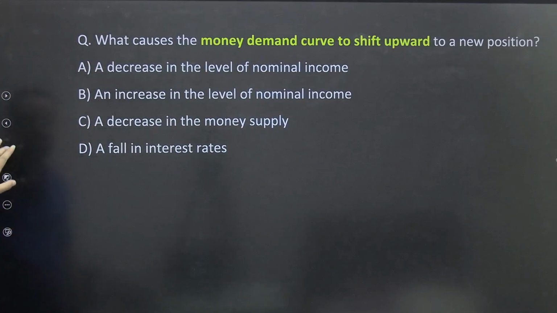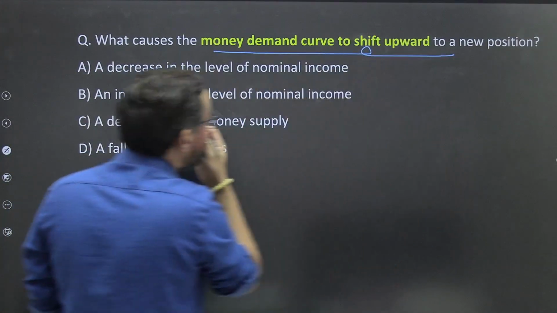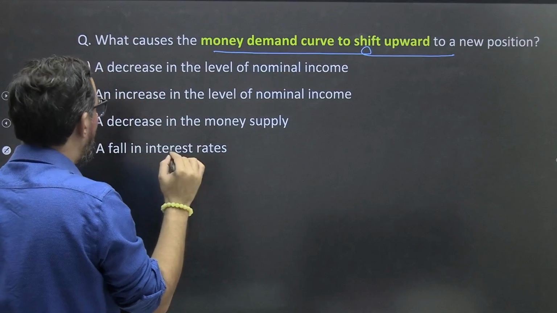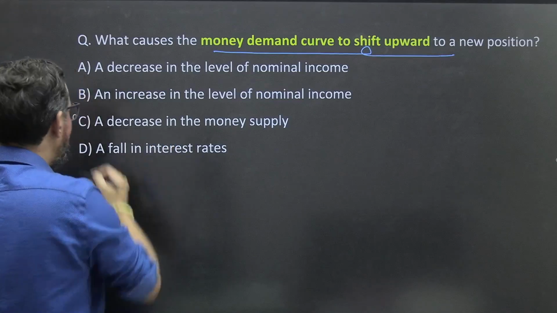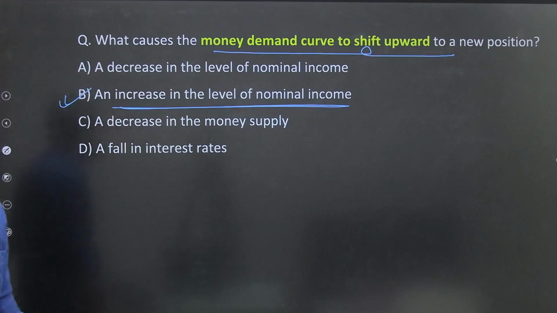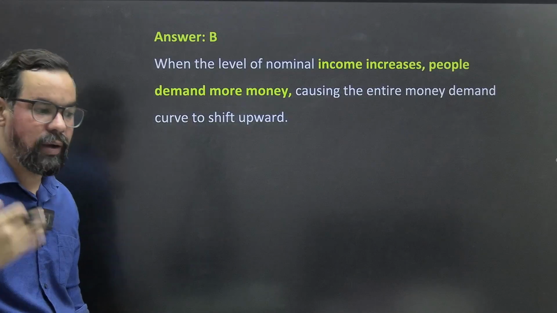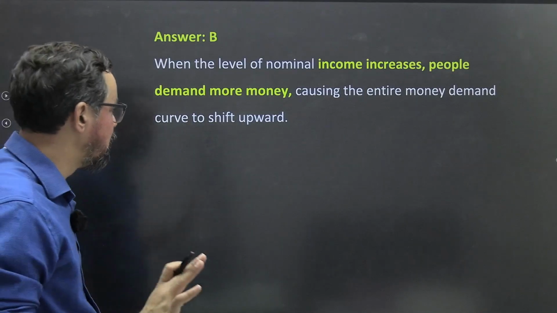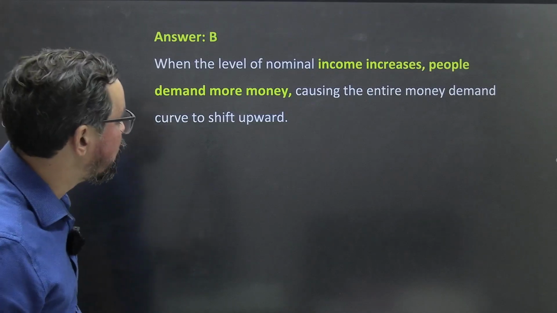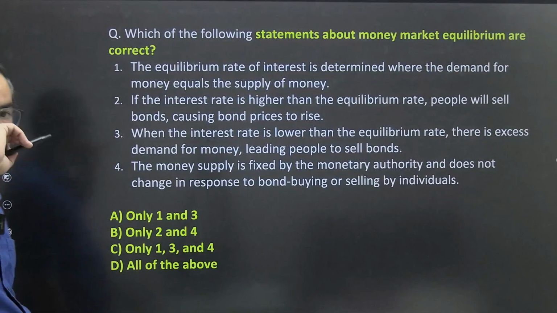चलो नेक्स्ट क्वेश्चन गाइस. What caused the money demand curve to shift upward to a new position? An increase in the level of nominal income? Yes, 100% true. Okay. So what can be the reason for this one? An increase in the level of nominal income. Okay. So अगर nominal income means आपका without inflation adjusted income, and we do have more opportunities in that particular scenario, right? Causing the entire money demand curve to shift upwards. Okay. When the level of nominal income increases, people demand more money, and for that reason the demand curve moves upward.